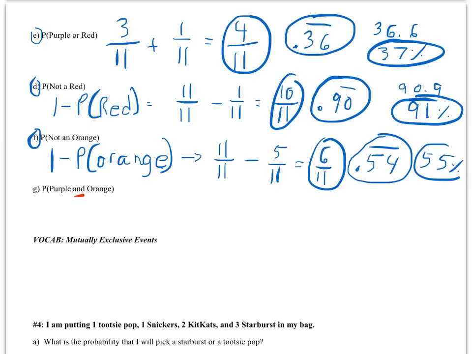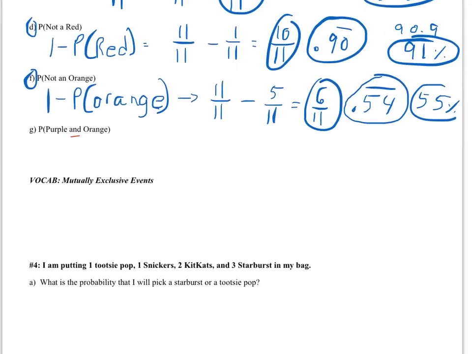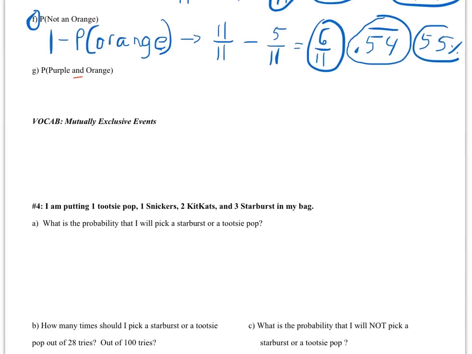It doesn't say "and then," or just "then," meaning you would have 2 picks. It's saying you reach in the bag and you pick a purple and an orange. If you can only pick one, there's no way that you can reach into the bag and pick both a purple and an orange at the same time with just one draw. So here's what we say about these 2 events. We say that these 2 events are mutually exclusive, which is the next vocab word.